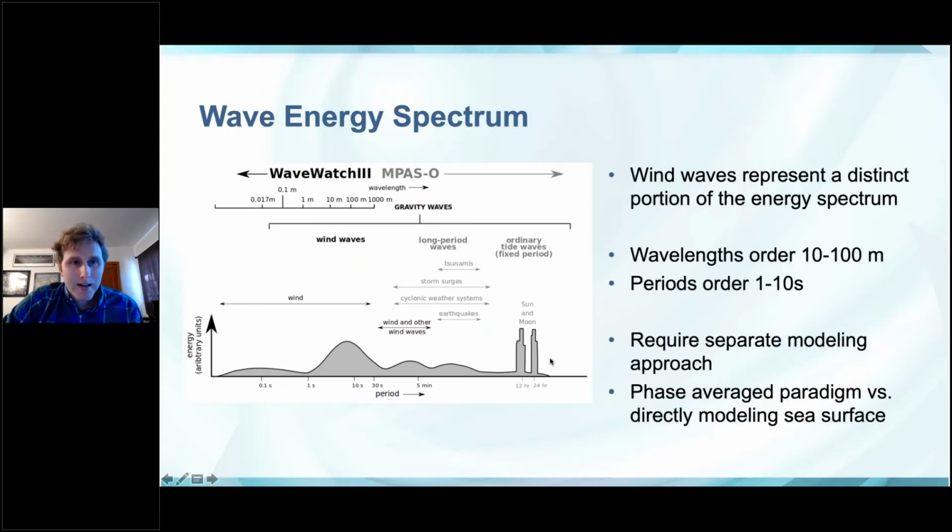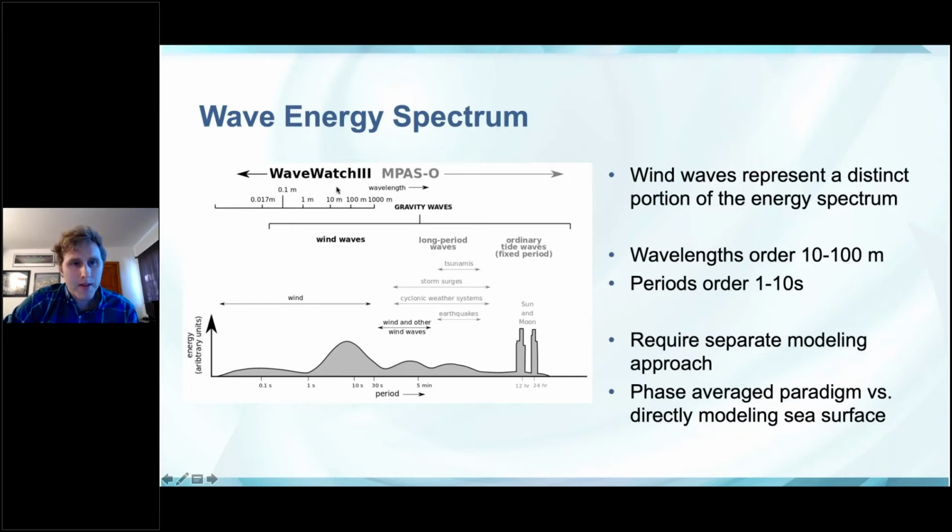So I wanted to give an overview of what we mean by modeling waves. If you look at the energy spectrum of waves in the ocean, it breaks down into two parts, one being the long waves to the right, which are things like tides, tsunamis, storm surges, and these have periods on the order of hours. And then there's wind waves to the left. These are periods on the order of seconds to tens of seconds.